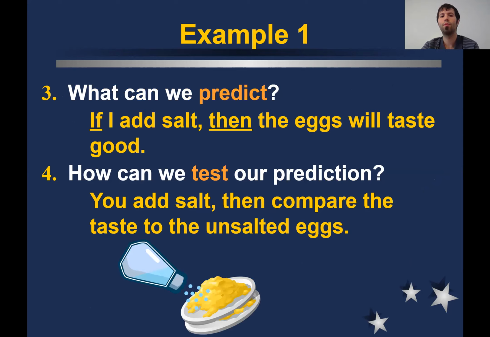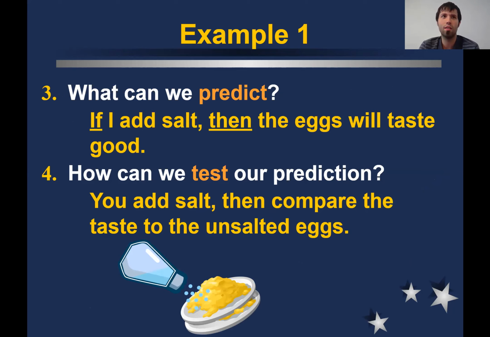Okay, so what kind of prediction can we make, or what is something that we can predict? So predictions are usually if-then statements. So if I add salt, then the eggs will taste good. So that's my prediction. I haven't done anything to the eggs yet, but that's just what I'm thinking.